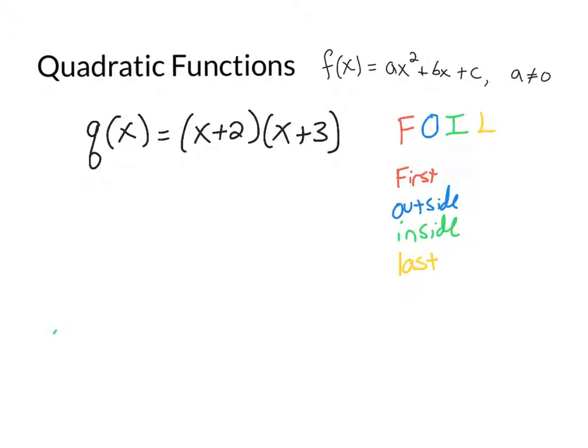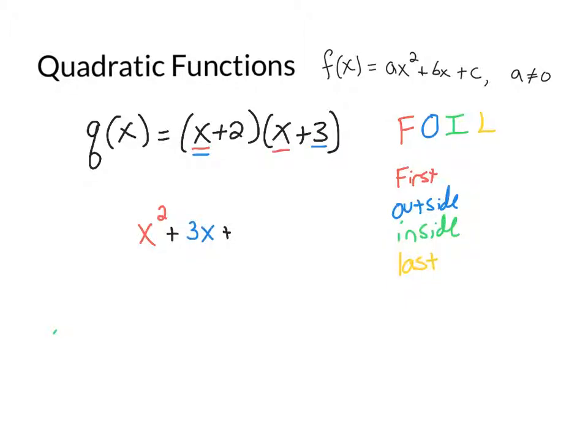So if I'm going to expand this, the first thing I'm going to do is take my first terms and multiply them together. So x times x, what I get is x squared. And then the next thing I do is I look at my outside terms, the two terms that are on the outsides, and I'm going to add all these things together. So I get x squared plus 3x, that's my outside.